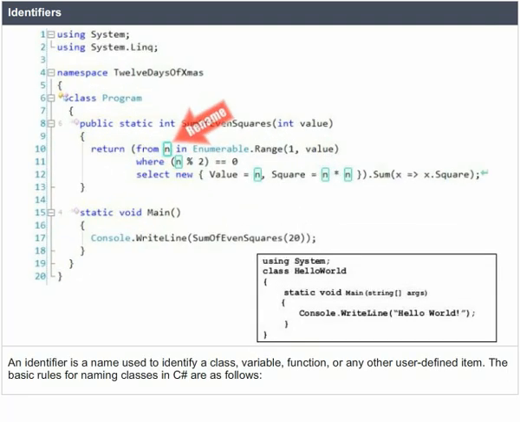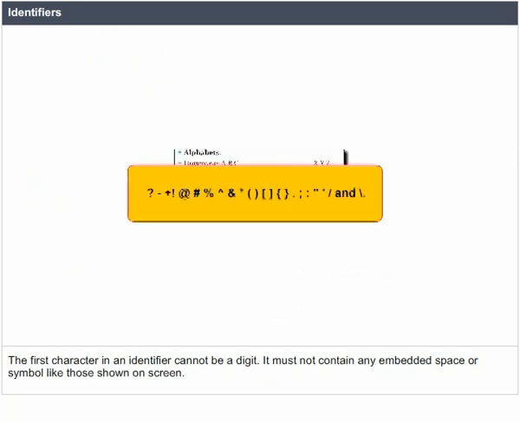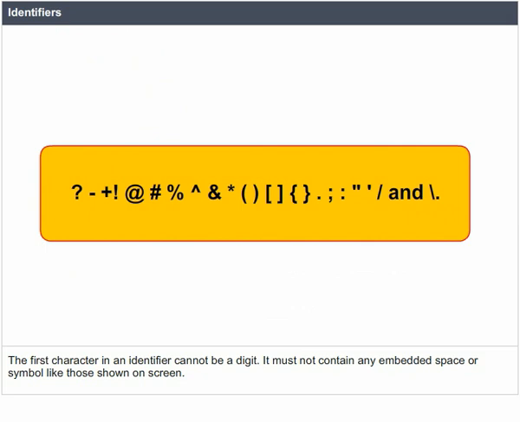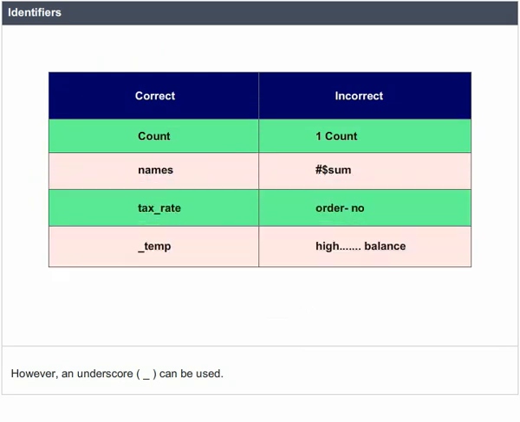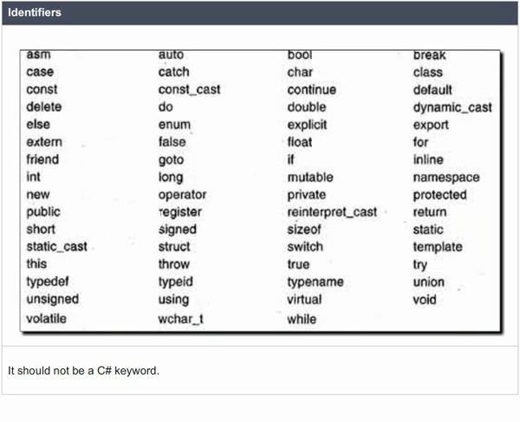Identifiers. An identifier is a name used to identify a class, variable, function, or any other user-defined item. The basic rules for naming classes in C# are as follows. A name must begin with a letter that could be followed by a sequence of letters, digits 0 to 9, or underscore. The first character in an identifier cannot be a digit. It must not contain any embedded space or symbol like those shown on screen. However, an underscore can be used. It should not be a C# keyword.